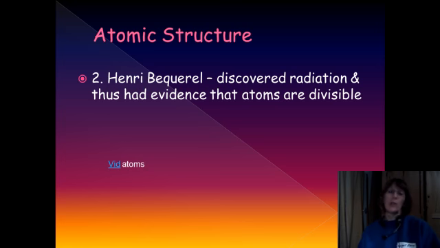Now, Henry Becquerel discovered radiation, and because he discovered this radiation, he realized that, hey, that atom is actually divisible. It's not just this perfect, compact, small sphere. There are things within it. Now, you notice there's another video down there, so we're going to see some video clips talking about how they discovered different parts of the atoms. Now, when we talk about radiation, we're really talking about 3 major types: alpha, beta, and gamma radiation.